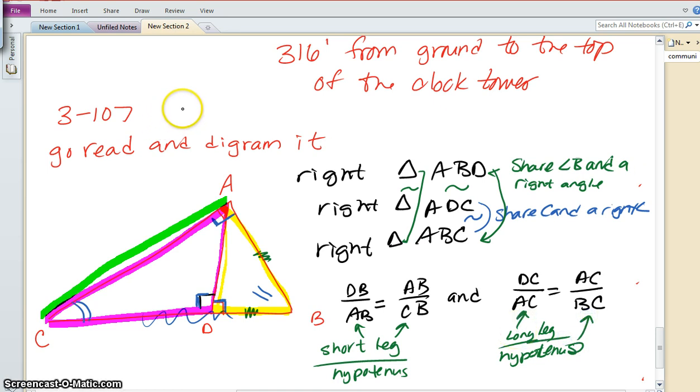That covers 3-107 A and B, and that is as much as I need you to be aware of. If you're interested in the rest of this proof, then by all means, continue to read through C, D, E, and F, forming your own justifications.